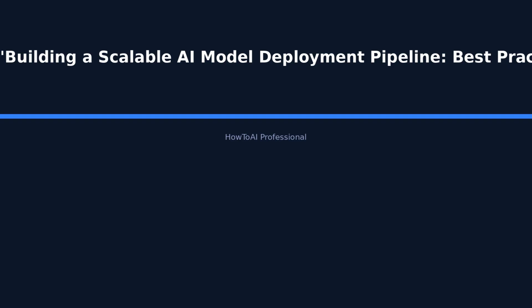4. Containerization and orchestration. When deploying AI models, consider using containerization technologies like Docker.